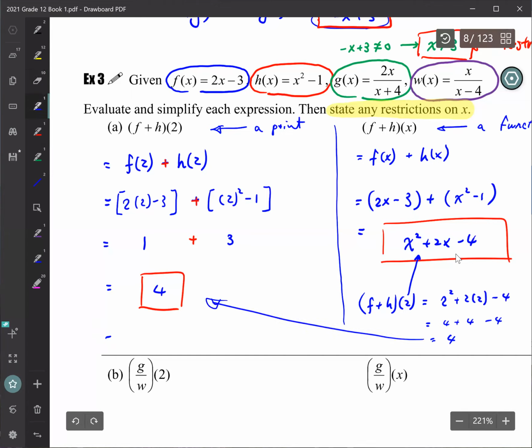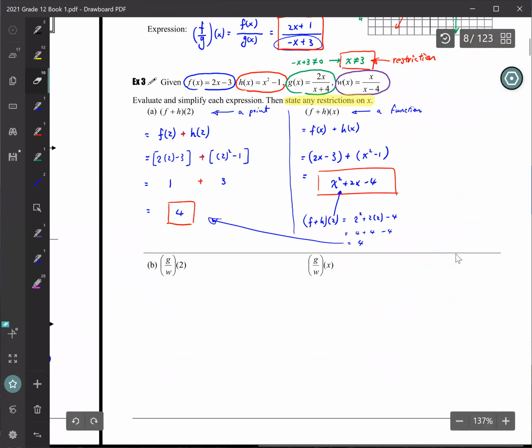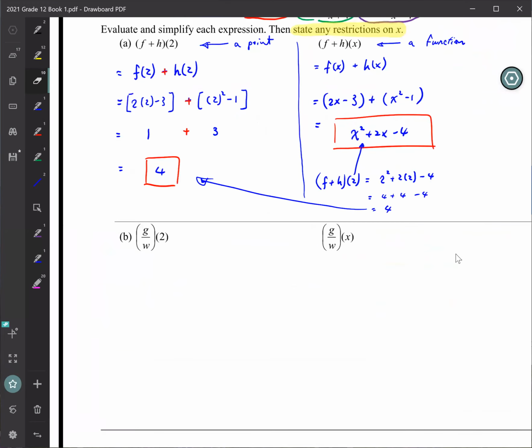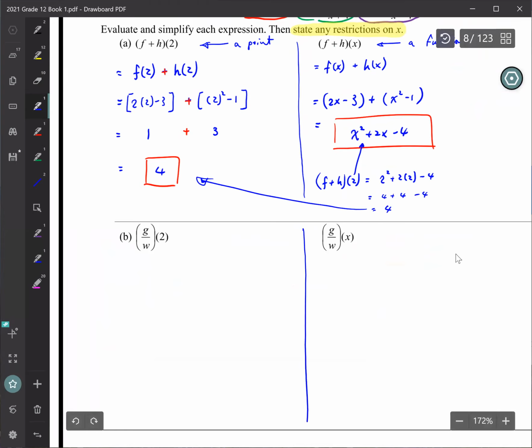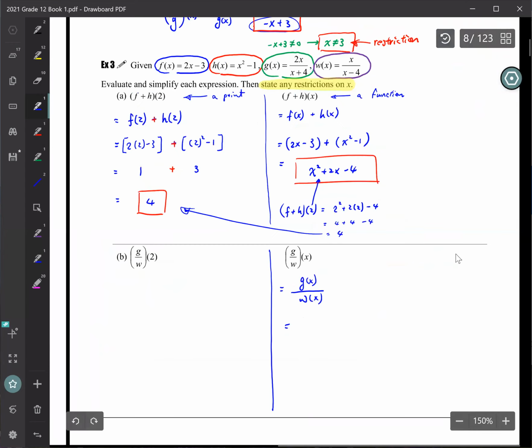Right, you can use that to find it. So 2 different ways, right? So I would like you to try that. Instead of starting from the left side, I would like you to do the right hand side first. So this time is a dividing. So we have g of x divided by w of x. Okay, we'll do the right hand side first.